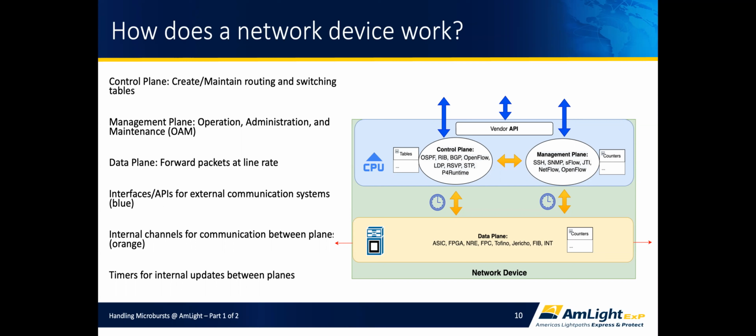Then we have the one at the bottom that is not a general CPU, but a specialized one. That's part of the data plane. The idea of the data plane is just to forward packets at line rate. You have probably heard of ASICs, FPGAs, NPUs, FPC, Tofino, Jericho, FIB, and protocols such as In-band Network Telemetry. All of those operate at very high speed because they want to forward the traffic as fast as possible, multiple 100 gigs, 400 gigs. That's the chip that has to do the forwarding.